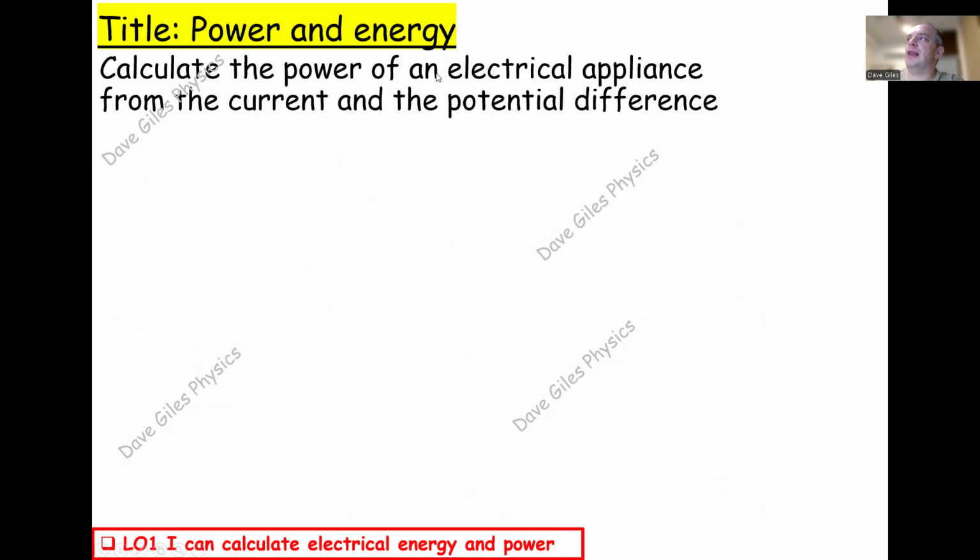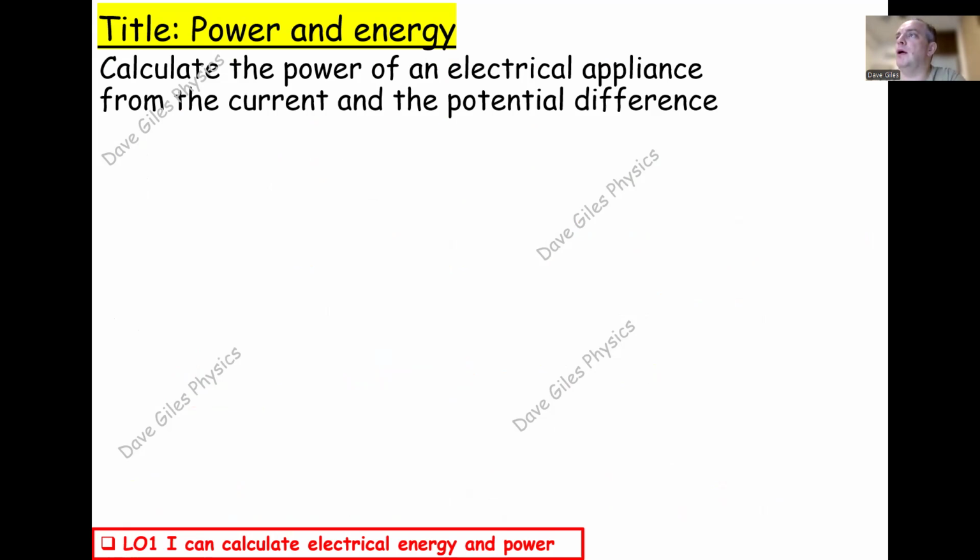So calculate the power of an electrical appliance from the current and potential difference. So that's another way you might be asked. What we looked at previously is very similar to the energy and power we looked at in the first unit when we were talking about efficiency and things like that. Now we are focusing on the electrical power.